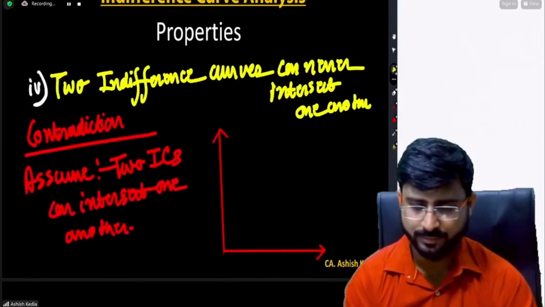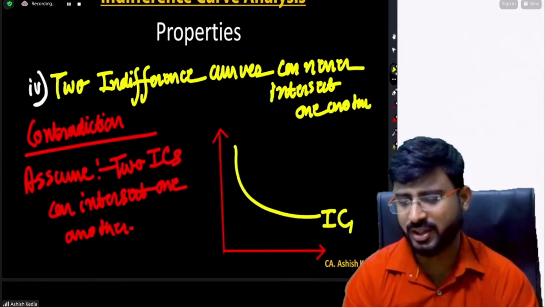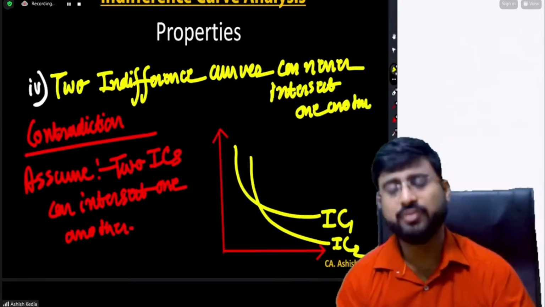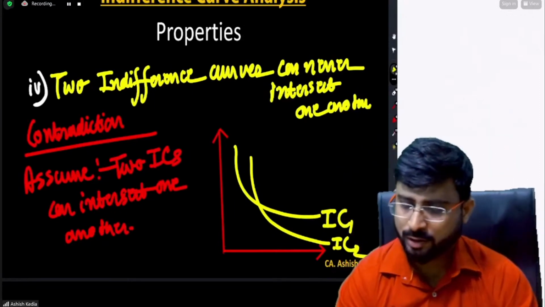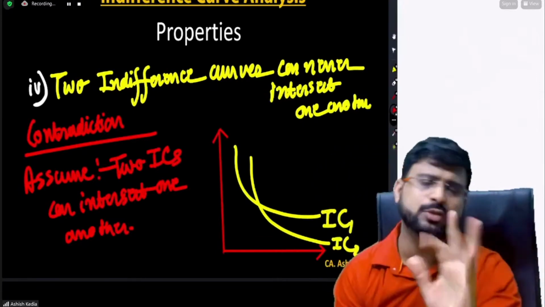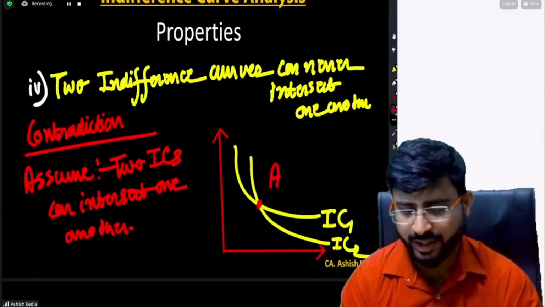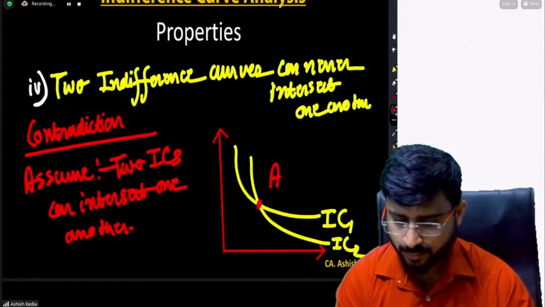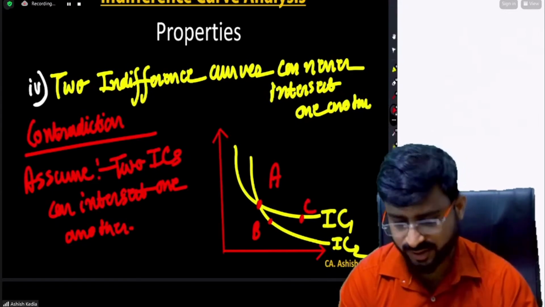See, pay attention. This is indifference curve 1. This is indifference curve 2. We are assuming that they can intersect. Okay, great. Now let me mark 3 points. We are assuming they can intersect. Let it be point A, which is common to both ICs. This is point B and this is point C.